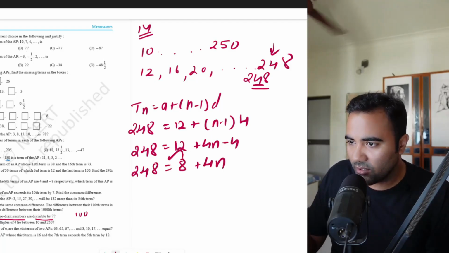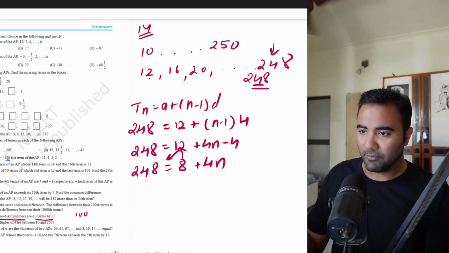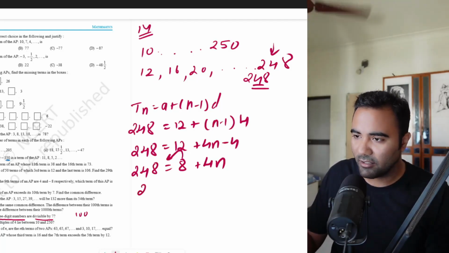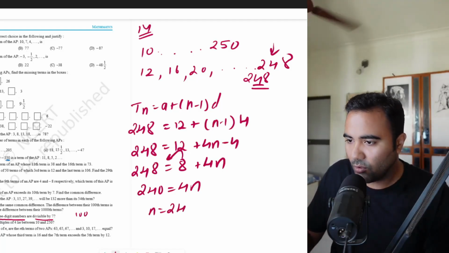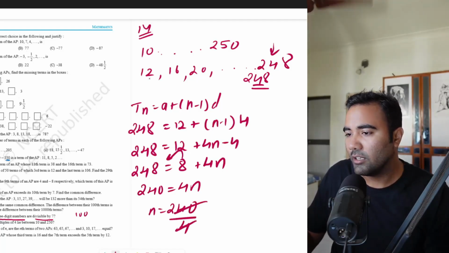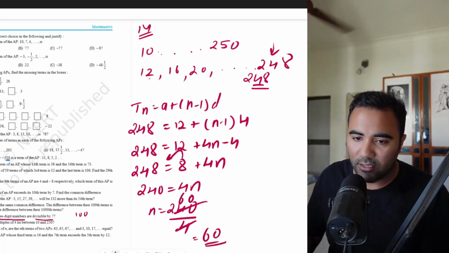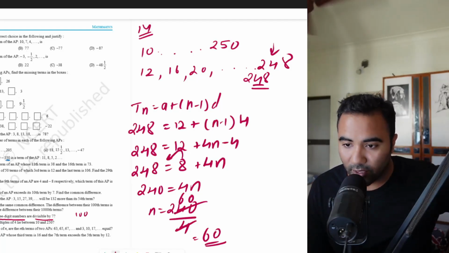When 8 goes this side, it becomes minus 8: 248 minus 8, 240, is equal to 4n. So n is equal to 240 upon 4. That gives you 60. So in total there are 60 multiples of 4 that lie between 10 and 250.